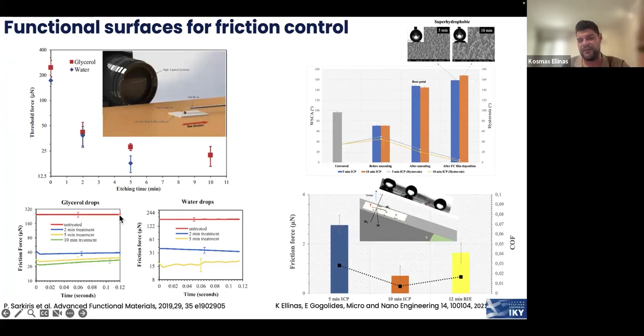Whereas when we used the untreated ones, the value of the force required was much higher. So this kind of surfaces, the super hydrophobic ones, exhibit very low friction force values and friction coefficients. So they are ideal surfaces for moving liquids over long distances or having them on surfaces that are in contact with liquids and we need to have lower friction.